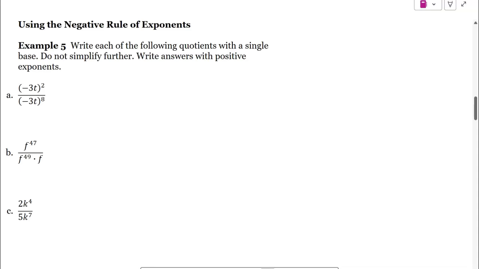Using the negative rule of exponents. Write each of the following quotients with a single base. Do not simplify further. Write answers with positive exponents.